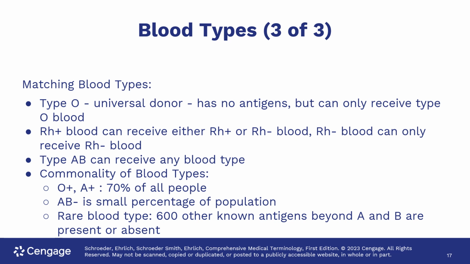Type AB can receive any type of blood. It's the universal recipient. O positive and A positive are the most common blood types. AB negative is the rarest. There are over 600 other known antigens beyond the ones presented here.